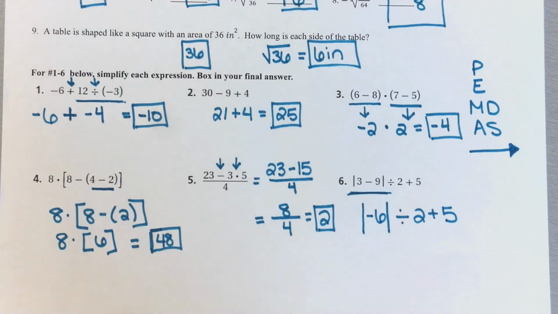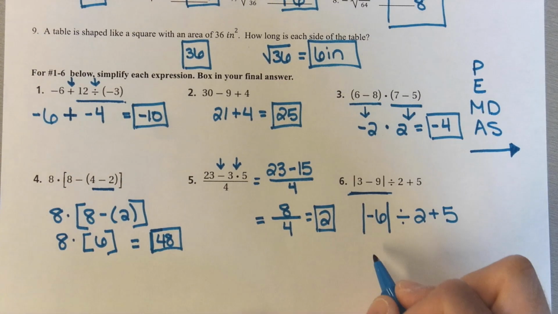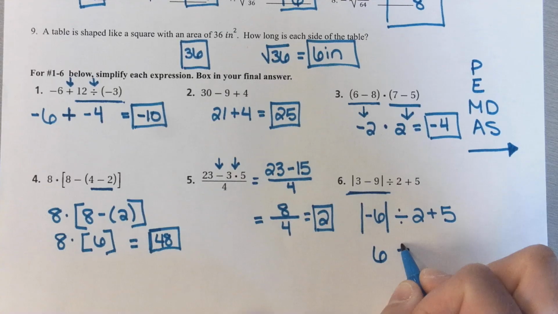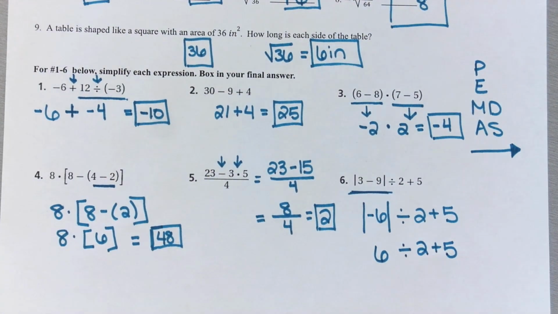Alright, now it lives inside those absolute values. What do the absolute values do? Make it positive. So now it pops out as a positive. So everything in absolute values comes out positive. It doesn't come out as the opposite, just always comes out positive.